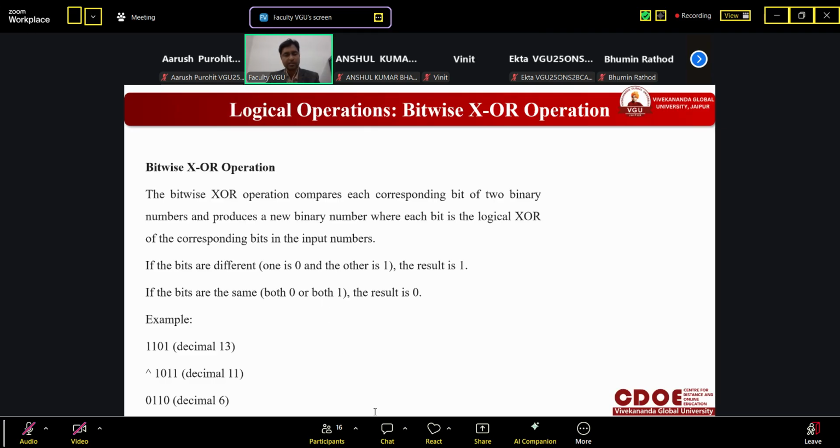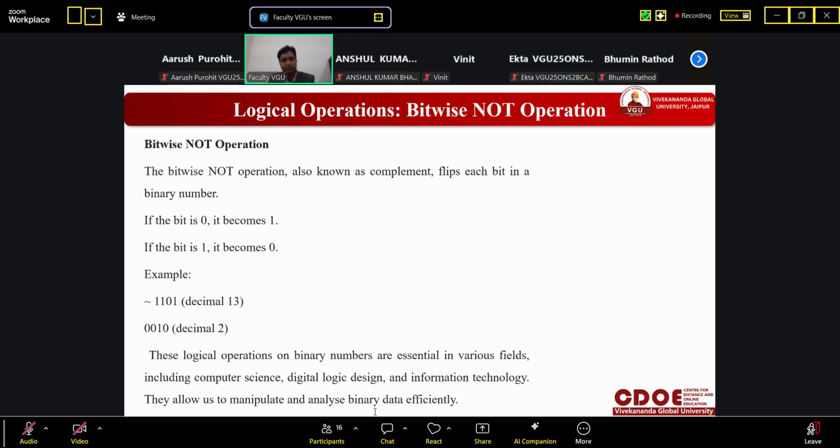This is the XOR operation. XOR says that the bits should be different. If both are different, then it will be 1. If they are the same, 0 0 or 1 1, in these two cases it will be 0. And for NOT, it is direct: 0 will become 1, 1 will become 0. That's all.